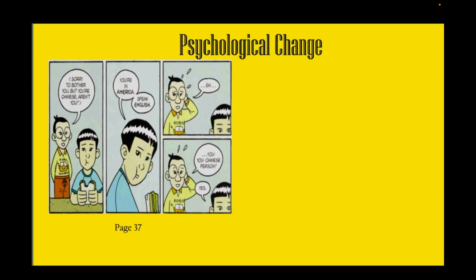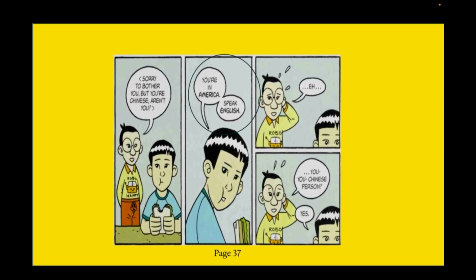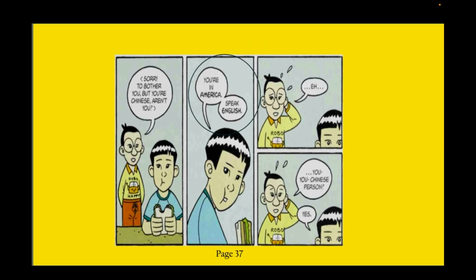Jin's second psychological change occurs when he forces Wei-Chen to speak English with him, even though they both could speak Chinese. "You're in America, speak English." This shift reflects Jin's desire to distance himself from his Chinese heritage and conform to his American peers. His insistence demonstrates internalized pressure to assimilate and fear of being perceived as different.